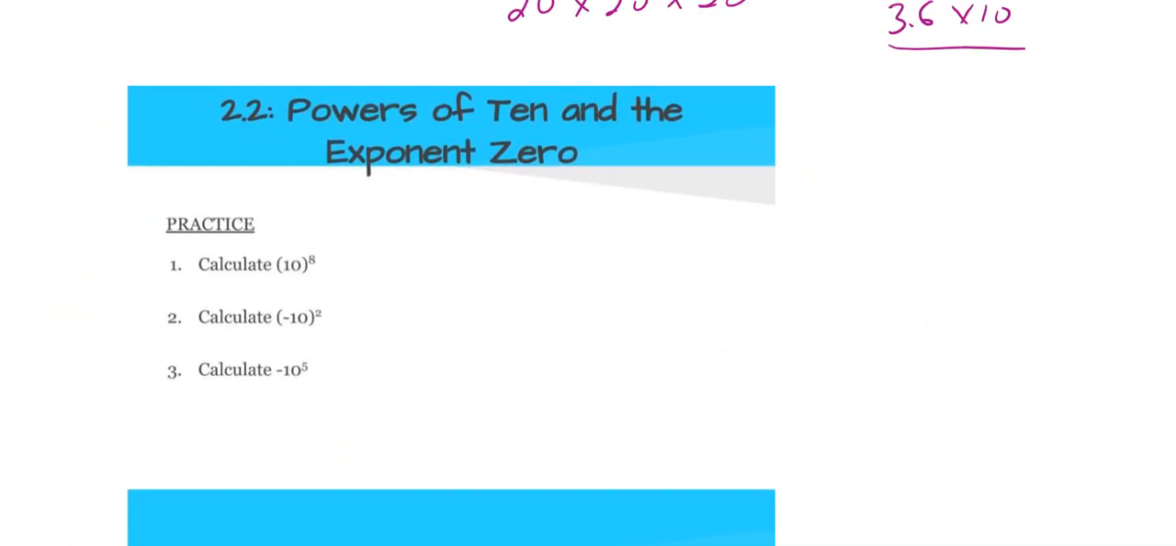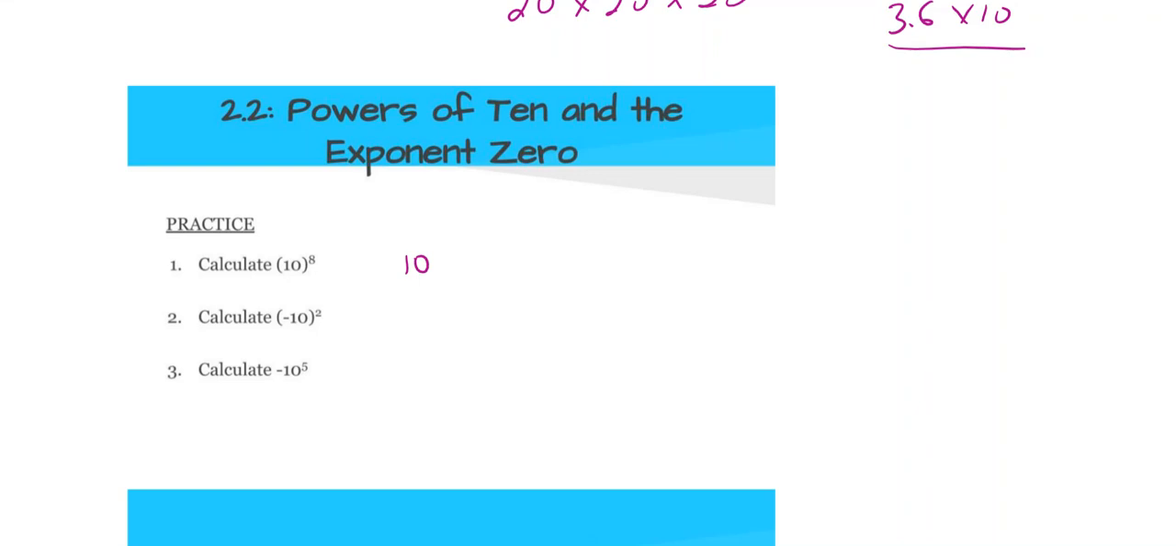Okay, so let's calculate 10 to the power of 8. No calculator, we can just do this in our heads. Oh, that's easy. So what would that be? Here's the question now: is it a 10 with 8 more zeros, or is it a 1 with 8 zeros? 10 with 8 zeros. This is where people might get confused.